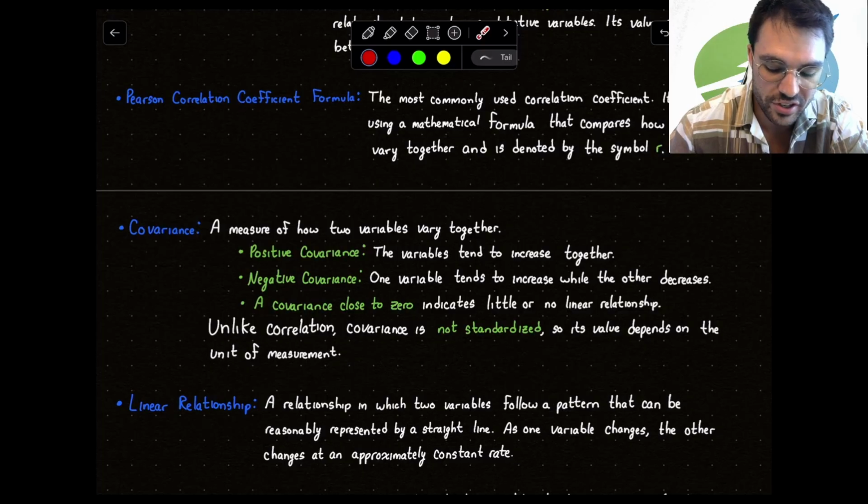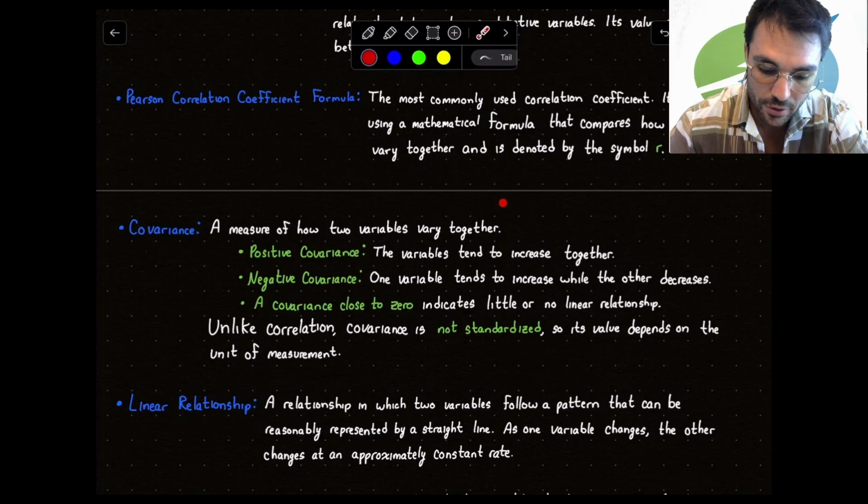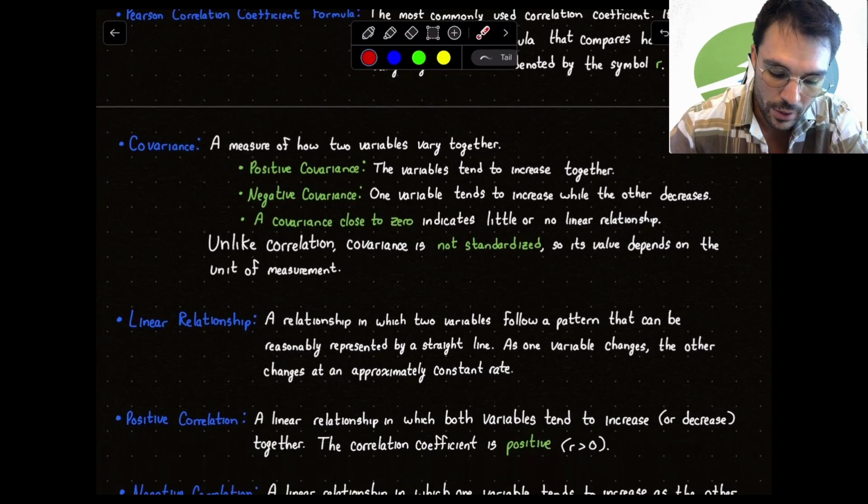Covariance, just to introduce it, we're not going to talk about it too much in this video, but covariance is a measure of how two variables vary together. A positive covariance means the variables tend to increase together. A negative covariance means one variable tends to increase while the other decreases. And a covariance close to zero indicates no linear relationship or little linear relationship. Unlike correlation, covariance is not standardized, so it depends on the unit of measurement. So covariance is measured in some sort of units: inches, feet, centimeters, whatever.